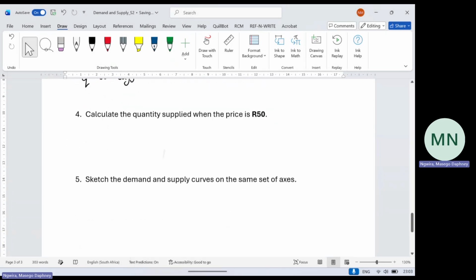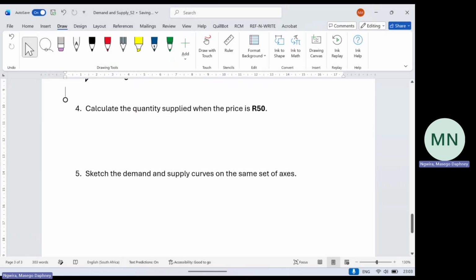to number 4. They're saying calculate the quantity supplied when the price is 50. So because it's quantity supplied, it means I must use the supply function, not the demand function. Q is equal to negative 60 plus 2P. Then I'm going to substitute. So this is Q equals negative 60 plus 2, and then my price is 50.